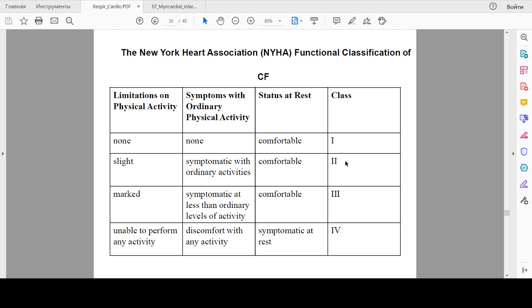The second class. The patient is still comfortable at rest, but see here, slight limitations on physical activity already exist. What does it mean? For instance, your patient complained that in recent months he has some problems with climbing to the 5th floor. He has lived on the 5th floor all his life and climbed every day several times. But in the last 2 months, some problems are here and he is forced to take some rest at the 3rd floor. And that's all. Nothing else happened.